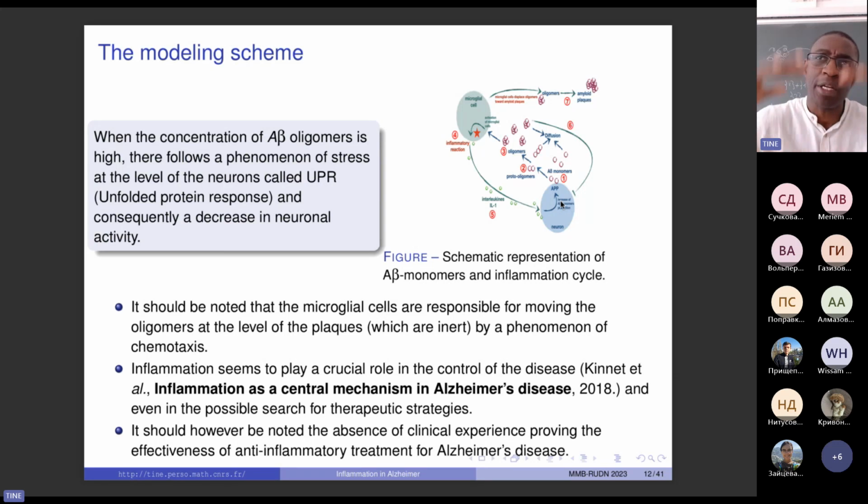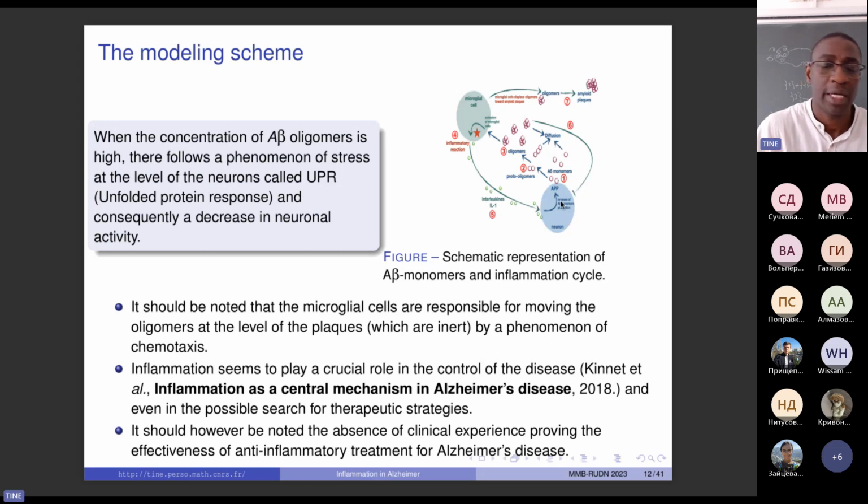If there is a repetition of UPR in a system, it can lead to the death of neurons. That's why we design this kind of model, and we want to know how this system behaves.